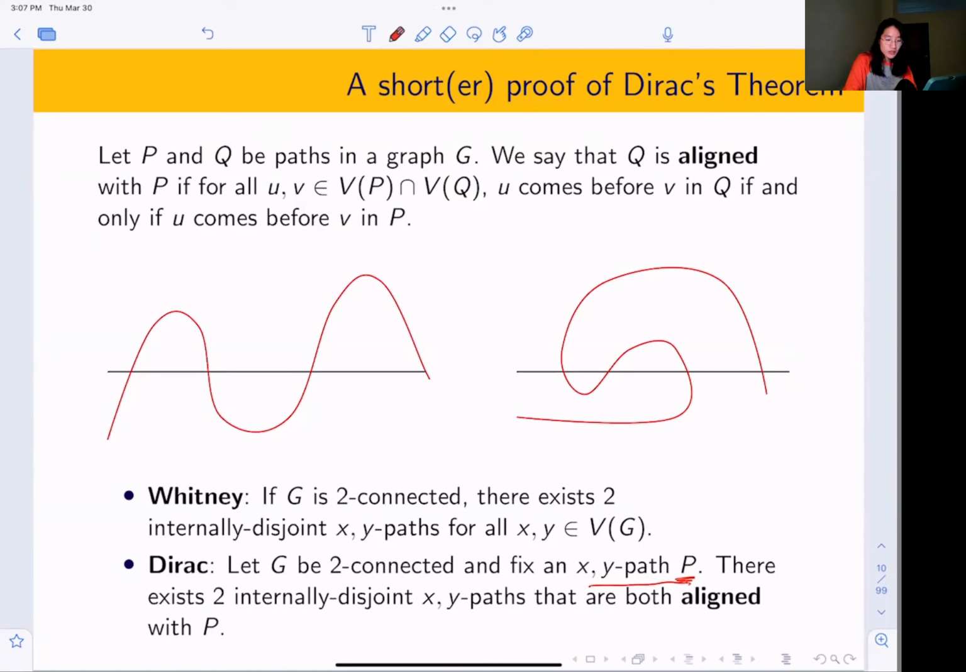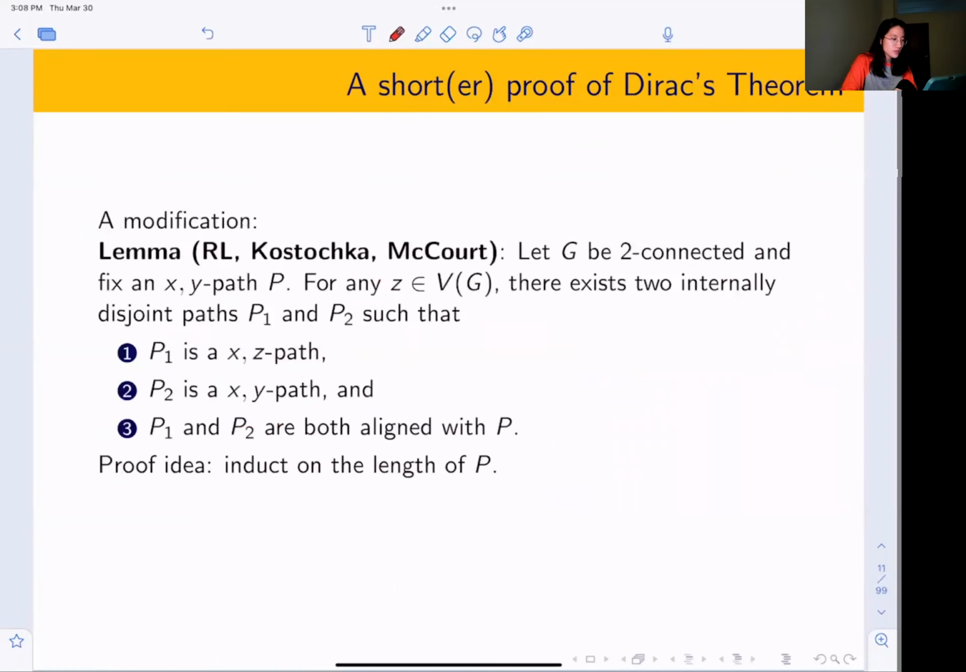Okay, so he's going to use this theorem in his proof. But actually, there's a slight modification that we can use to shorten the proof of Dirac's theorem. Okay, so still the same setup. We have a two-connected graph, and we fix some XY path P. So here's our path. And then we now fix any other vertex Z, which can lie on the path or it can be somewhere outside.